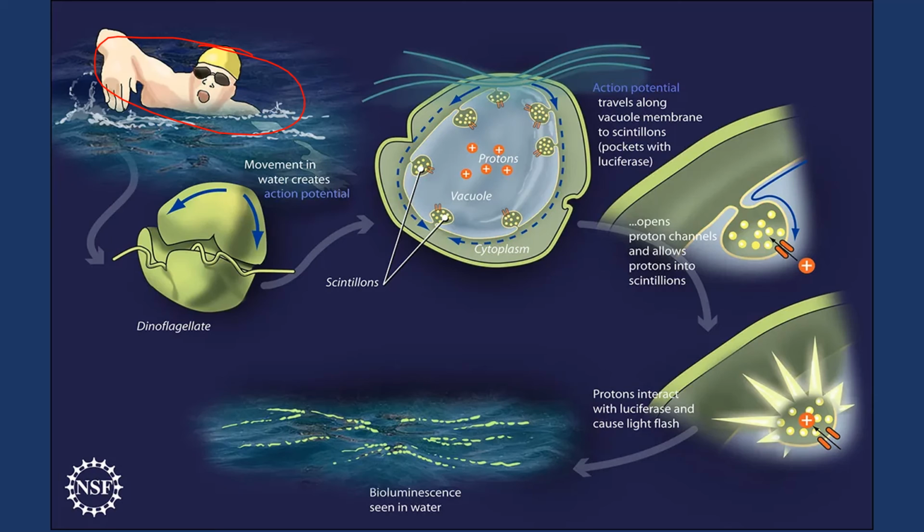And as this action potential travels through their vacuoles and their vacuole membranes, which, remember, the vacuole is inside the cells, it opens these channels and allows protons to move about and go into these scintillons. Okay, and when they do that, they interact with this luciferase, which is just a chemical, and it causes light to flash. And so when you look into the water, you don't see this whole process happen. All you see is glowing waves.